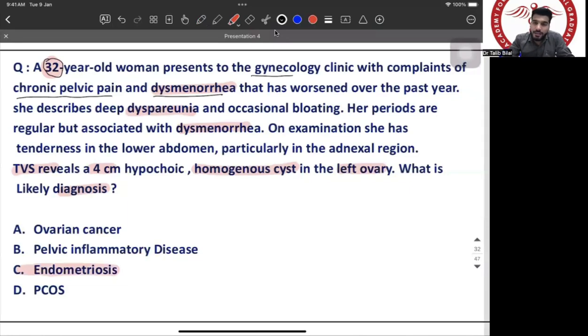So why not ovarian cancer? The patient would have cancer-like features, weight loss, cachexia and all. Why not PID, sir? The patient will come with an infection.